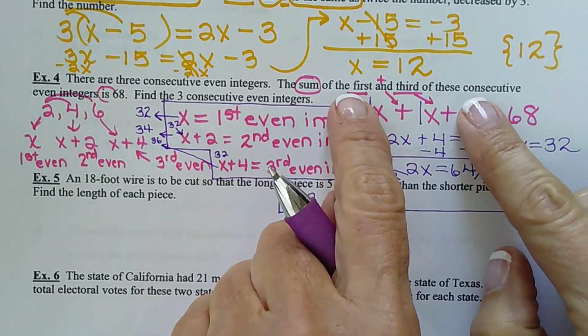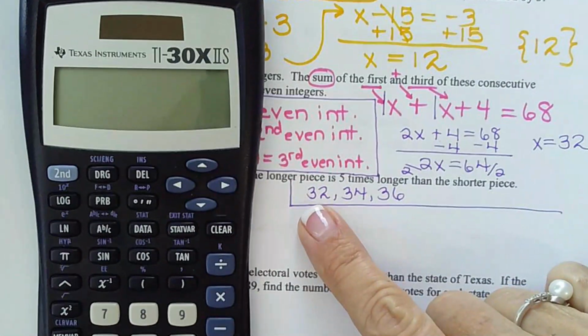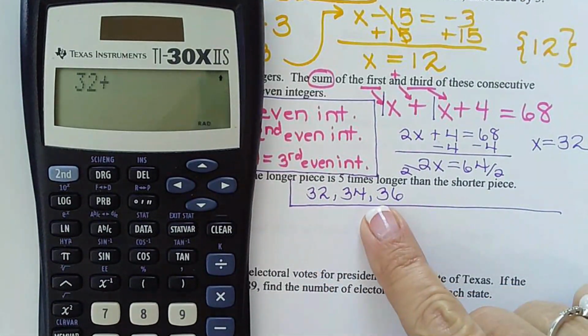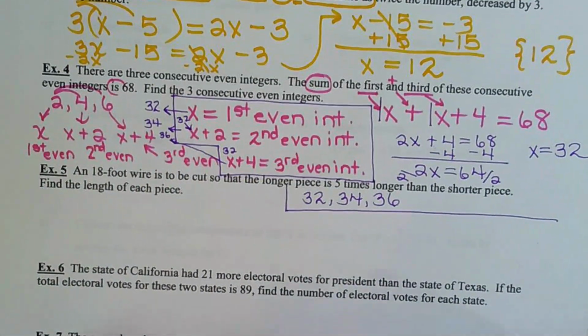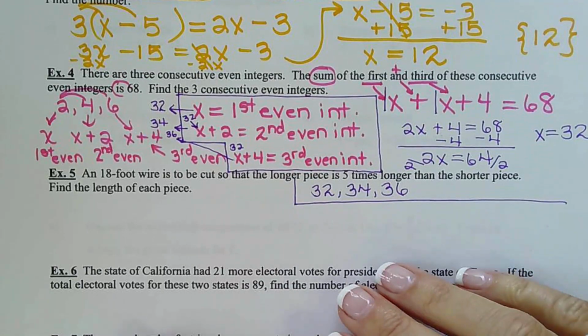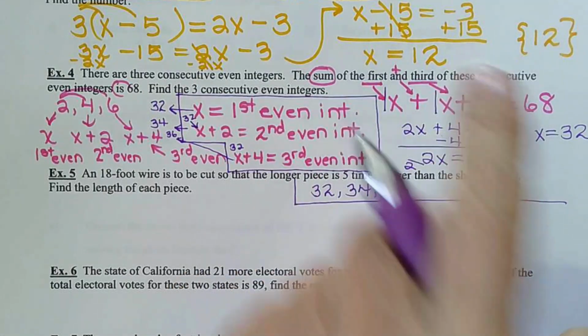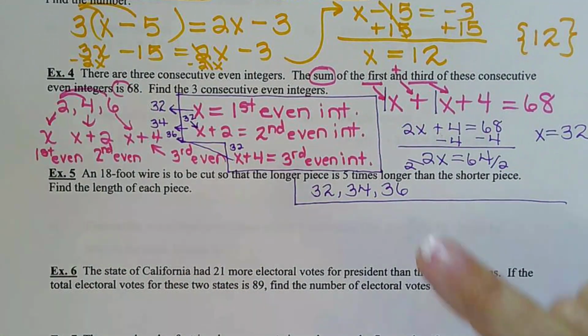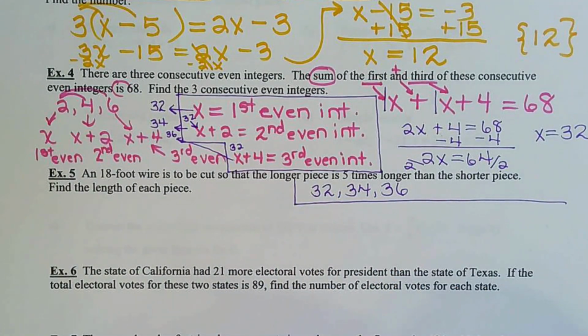How can I check those? Well, it says the first and the third add to 68. First is 32. The third is 36. Ding, ding, ding. So once you find your numbers, you can fit them into this and make sure it makes sense. Is 32 plus 36 68? And you can see that even without a calculator.